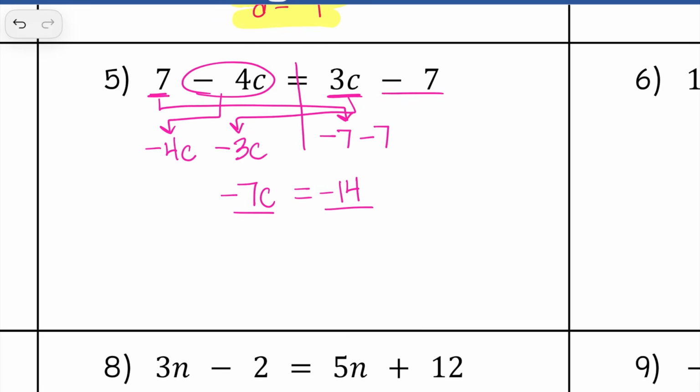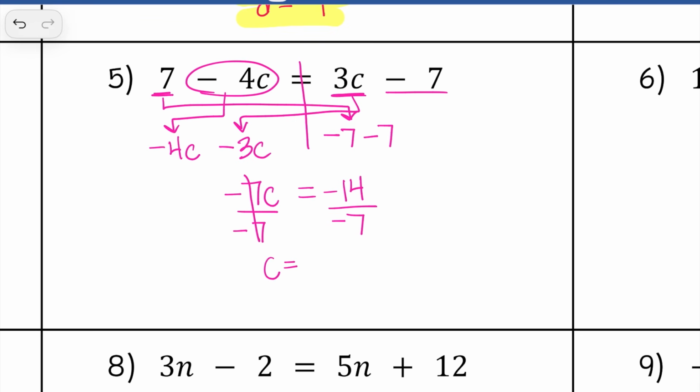So we finish off by dividing both sides by negative 7. That says negative 14 divided by negative 7, which is positive 2. So my solution is that c is equal to 2.